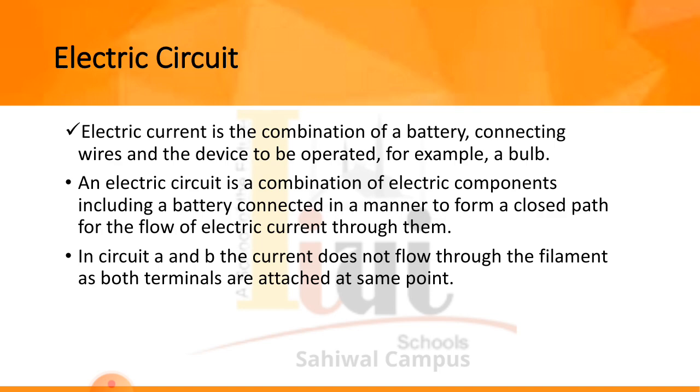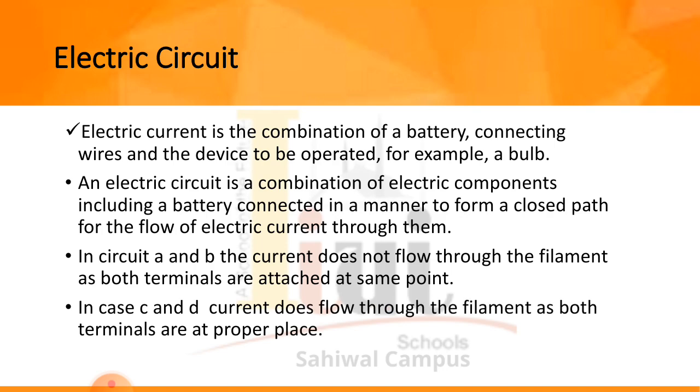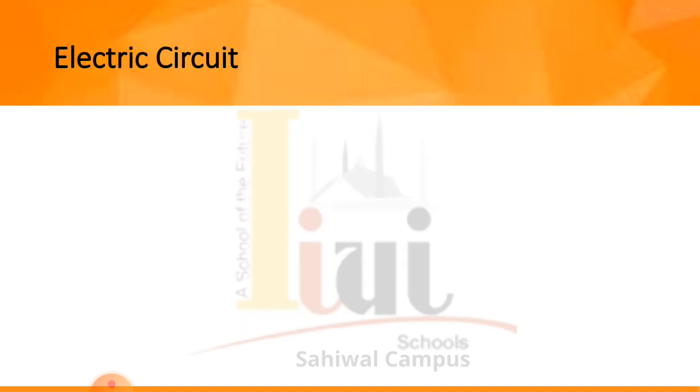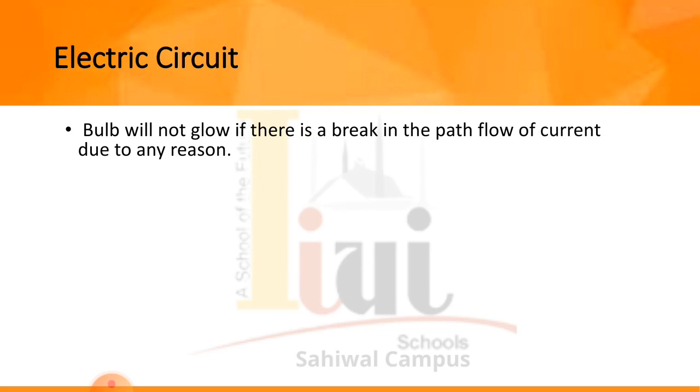In circuits A and B shown in figure 13.6, if we trace the path of the current flow, one finds that current does not flow through the filament, so it does not glow. In cases C and D, current does not flow through the filament as both the terminals are not at the proper place. The bulb will not glow if there is a break in the path of the flow of current due to any reason.